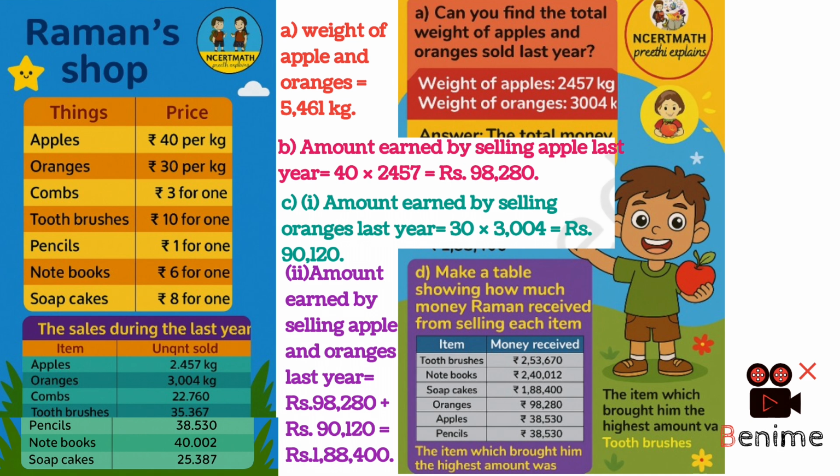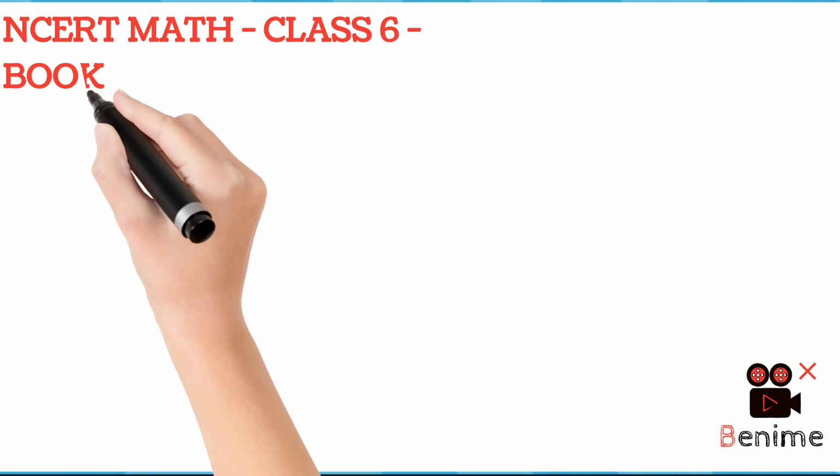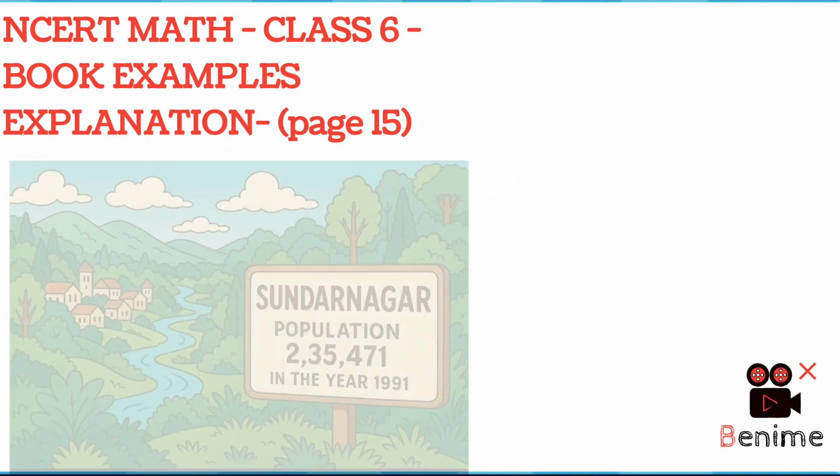The resultant table should contain the list of items and their cost or price in descending order. And also they have asked for the highest amount they have received for selling an item, which is the highest amount of sold item. So the answer is toothbrush, which has been sold for rupees 2,53,670. Let us start with the book examples from page number 15.